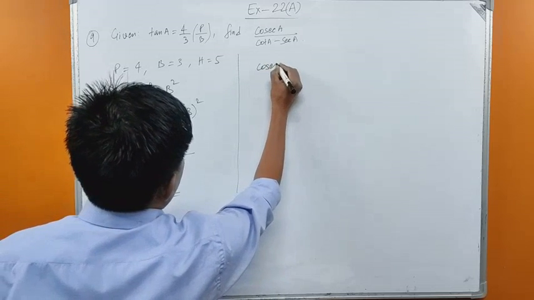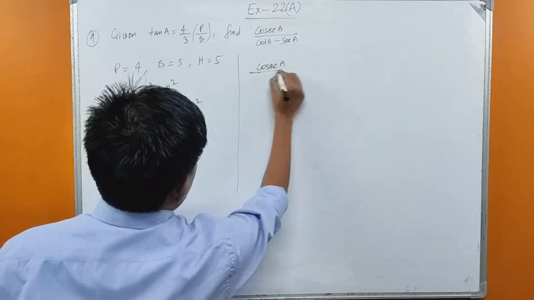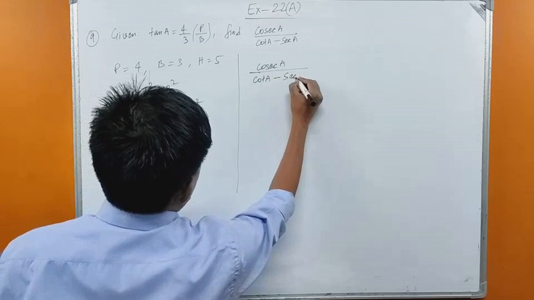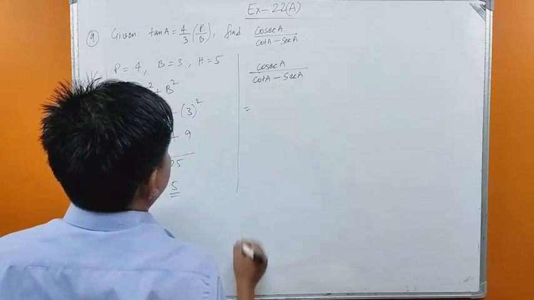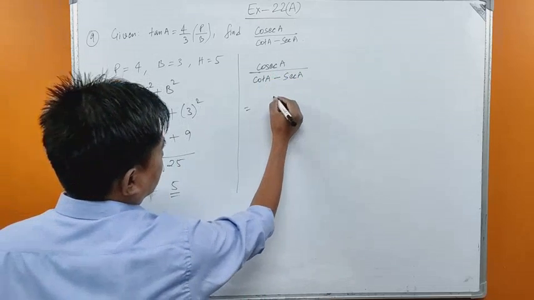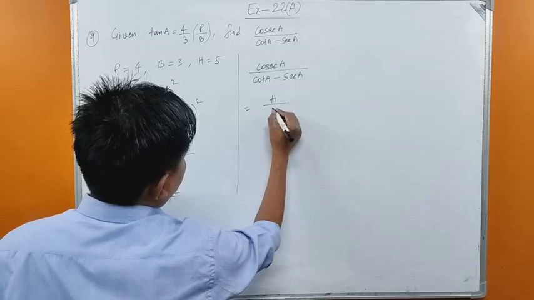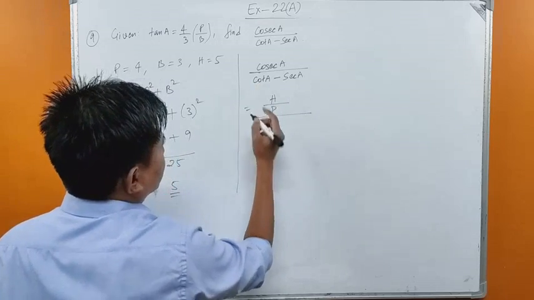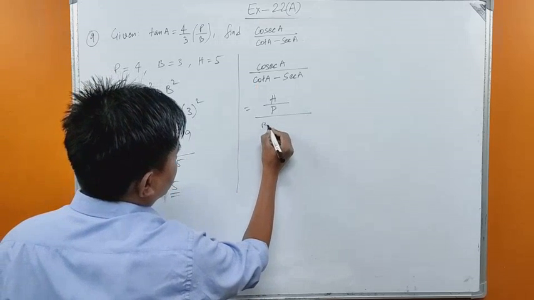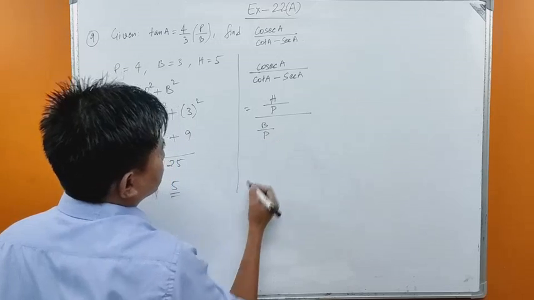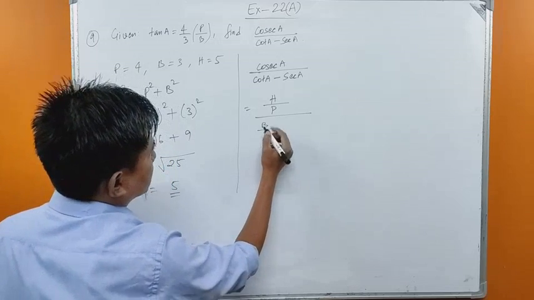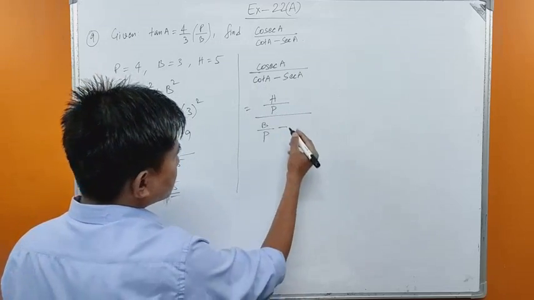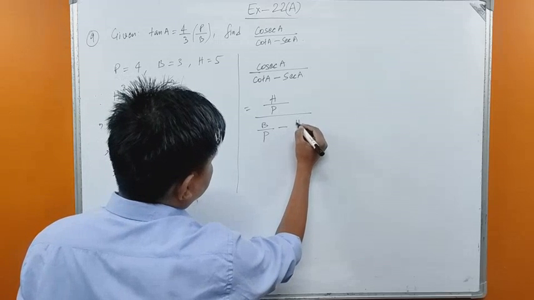Now h is 5, so we are asked to find the value of this expression: cosec A upon cot A minus sec A. Cosec A is hypotenuse upon perpendicular, opposite of sin theta. Cot A is base upon perpendicular, opposite of tan A. Sec A is opposite of cos A, so hypotenuse upon base.